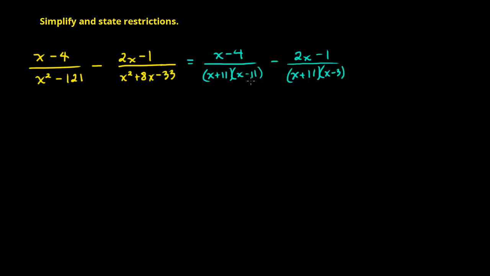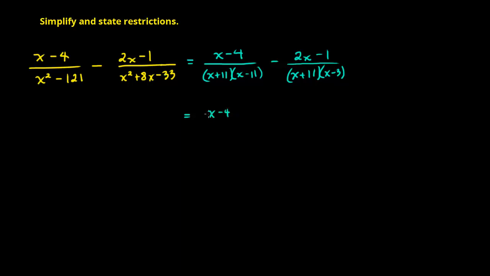So now we can look at the denominators of both of these fractions, and we need to find the least common multiple of (x + 11)(x - 11) and (x + 11)(x - 3). So basically we can ask what common factors are missing between these two denominators. If you look at (x + 11)(x - 11), there's no factor of x - 3. So I'm going to multiply both the numerator and denominator by x - 3.